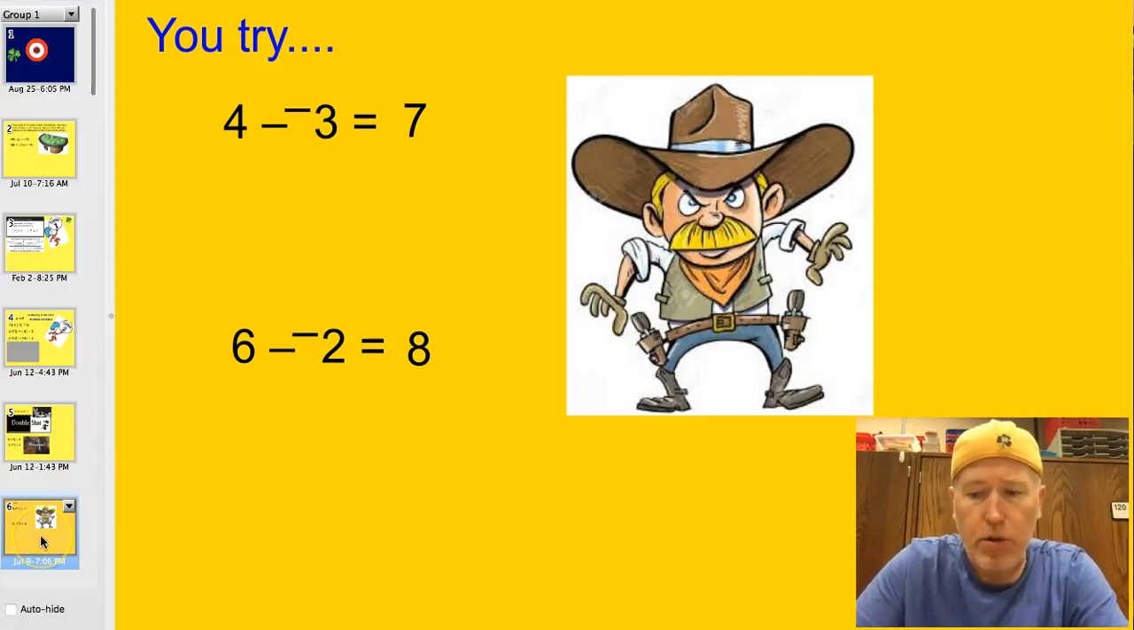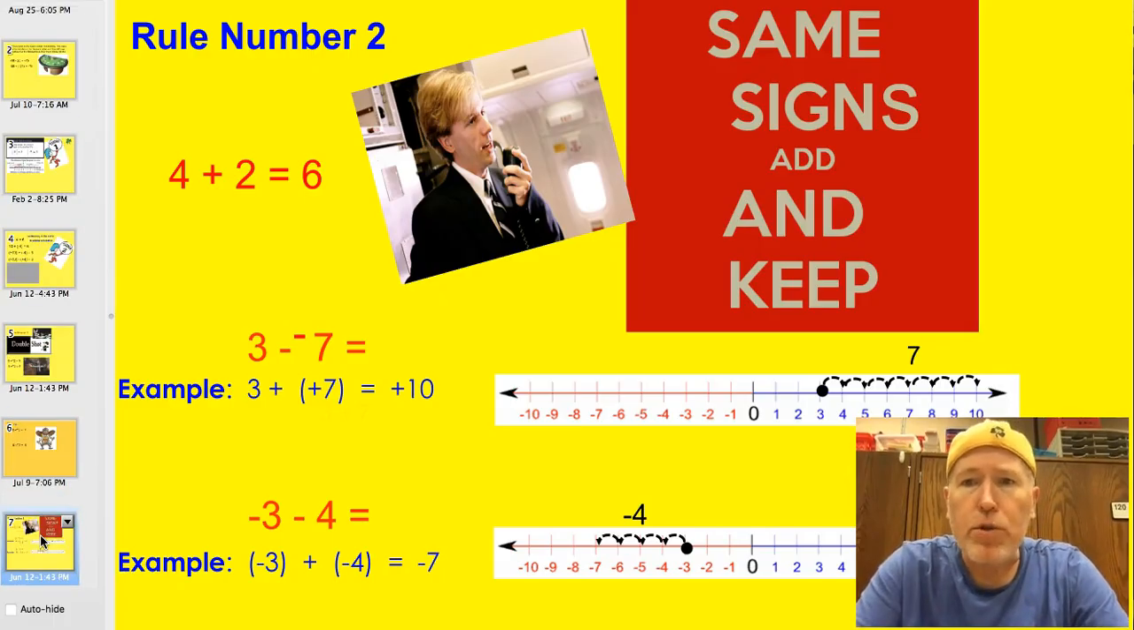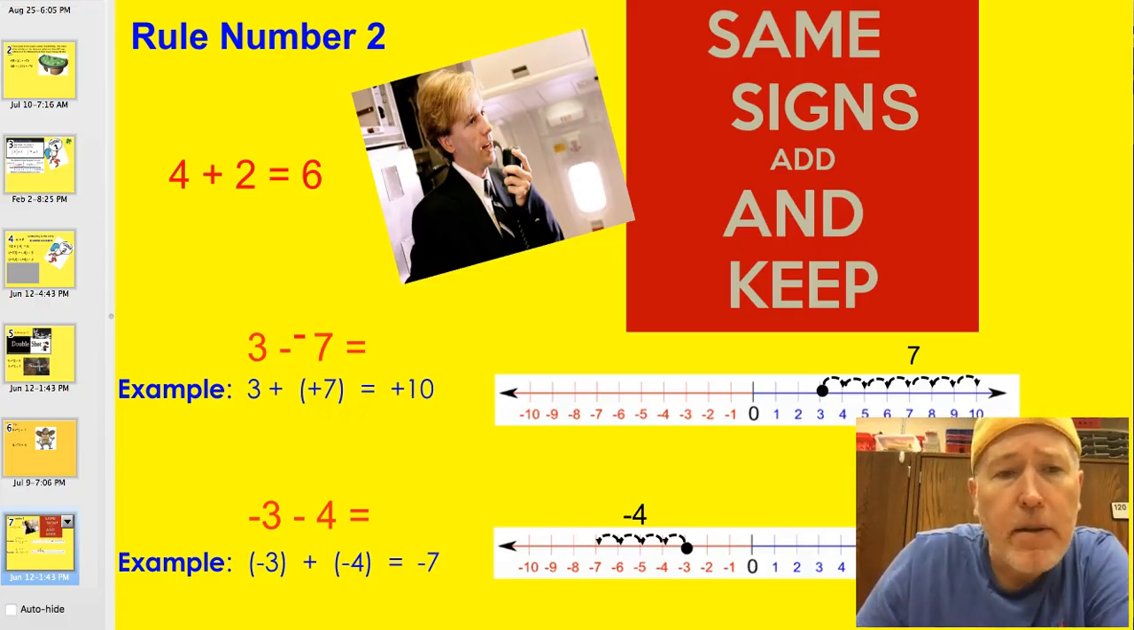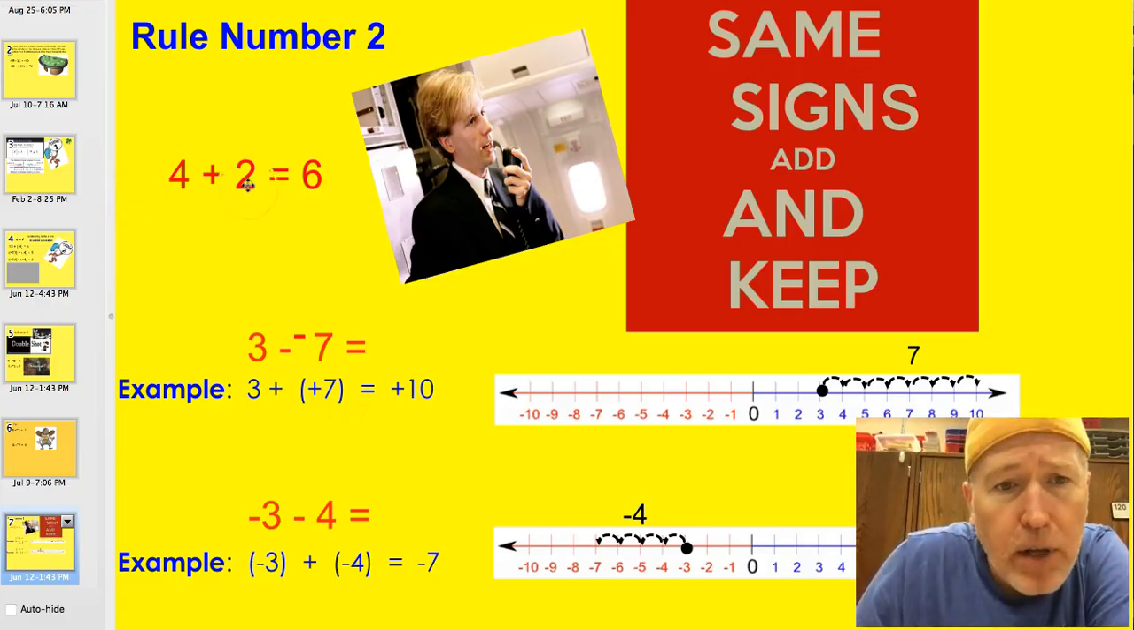All right, rule 2. Rule 2 says same signs, add and keep. What the heck? I don't understand that. Same signs. 4 is a positive number and 2 is a positive number. 4 plus 2 equals 6.